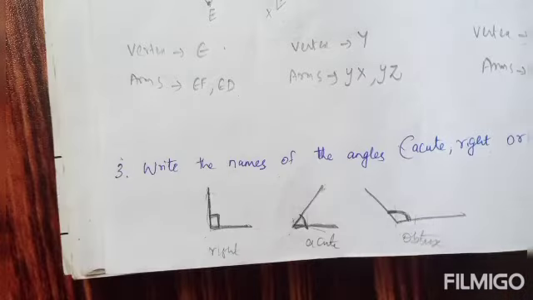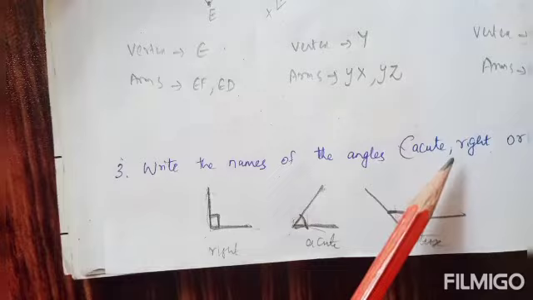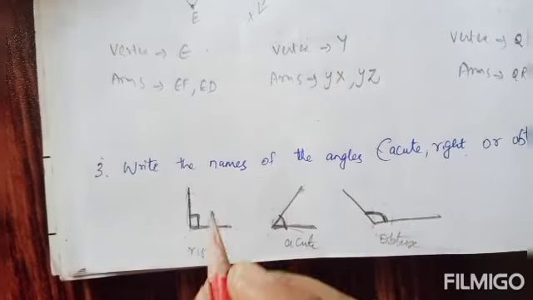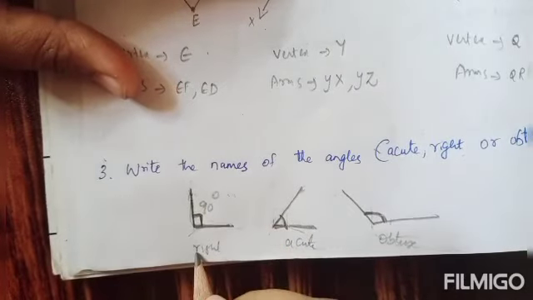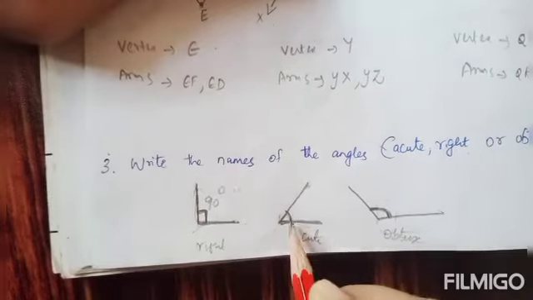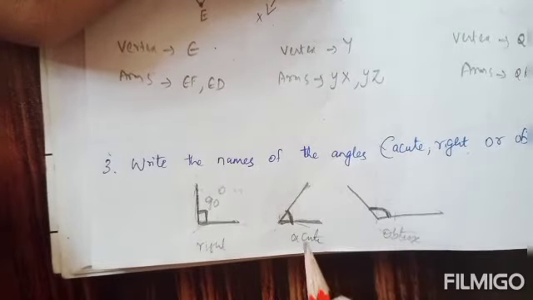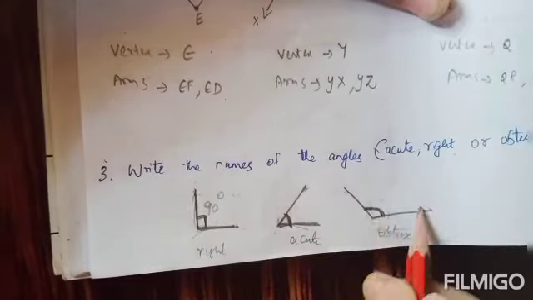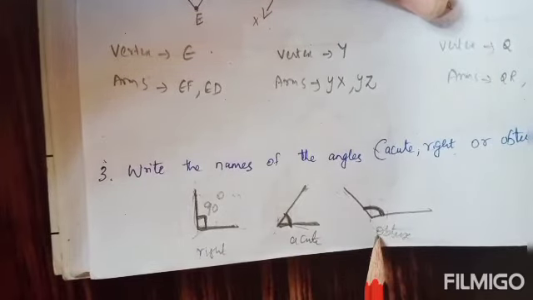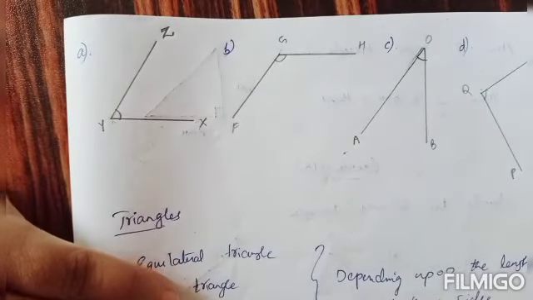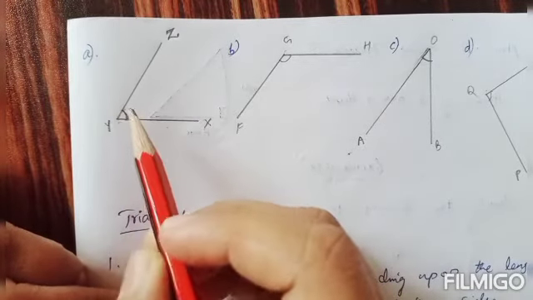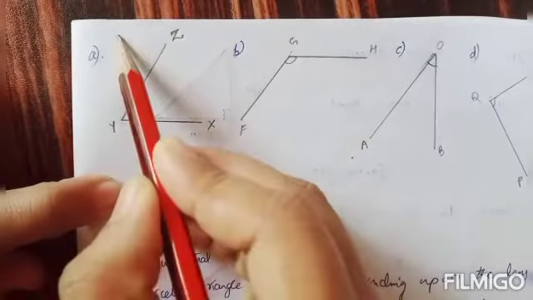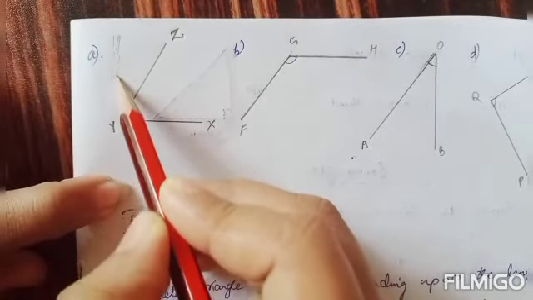Third one, write the names of the angles: acute, right or obtuse. So you know an L-shaped angle will be 90 degrees. That is a right angle. If it is less than 90 degrees, it is called an acute angle. If it is greater than 90 degrees, it is an obtuse angle. So here some angles are given. You have to find whether it is acute, obtuse or right. So this angle is less than 90 degrees. This will be 90 degrees, an L-shaped angle.